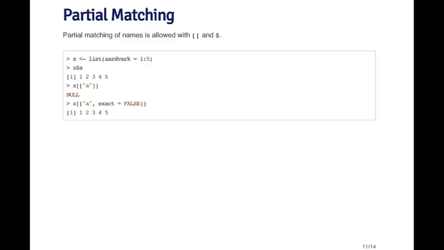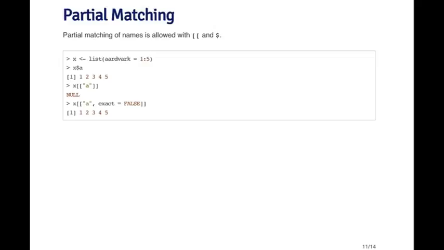So if I use the double bracket operator, things are a little bit different. What the double bracket operator expects is that the name that you pass it is going to be an exact match for one of the names in the list. So by default, the double bracket operator doesn't do partial matching like the dollar sign does. So now when I pass X double bracket A, I get null back because there's no element of the list that has the name A.